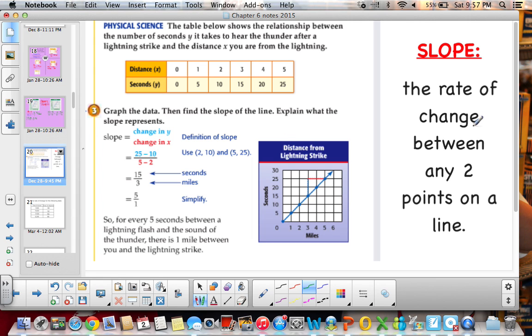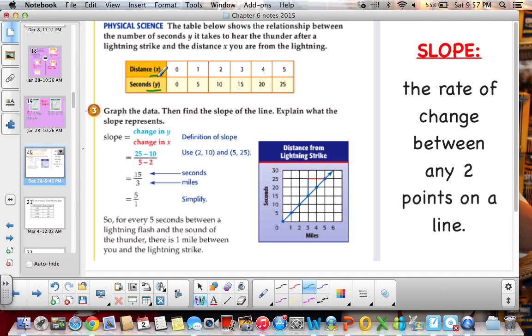Okay, so slope is the rate of change between any 2 points on a line. So slope is basically the same as rate of change. So we're given this table, and it shows the relationship between the number of seconds y it takes to hear the thunder after a lightning strike and the distance x that you are from the lightning. So if we're given a table and we want to find the slope, we are going to graph it.